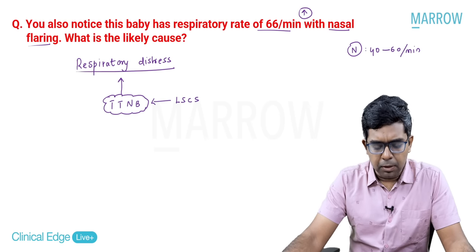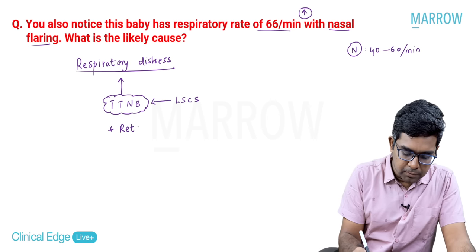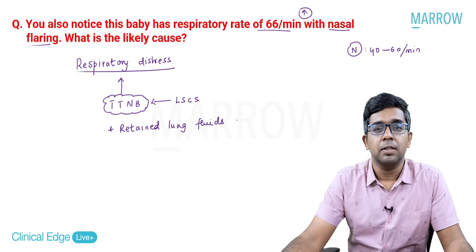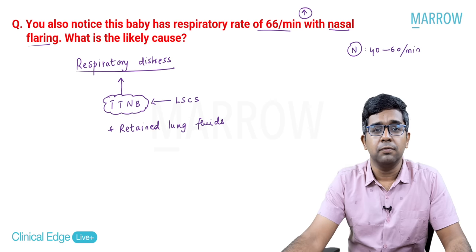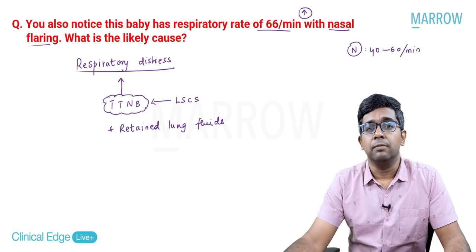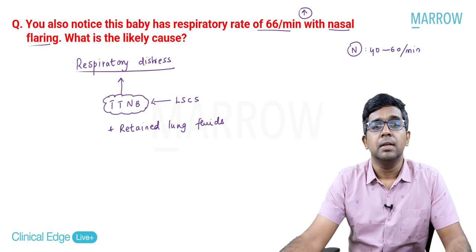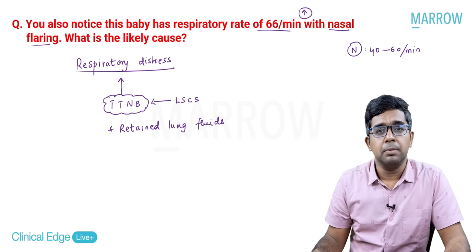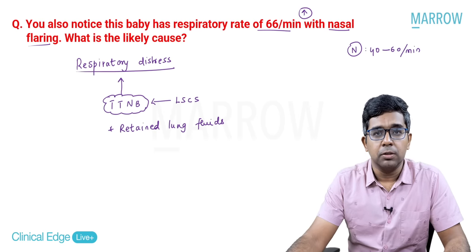Because you know that in a baby born by cesarean section, there would be retained lung fluids, which would make the baby have respiratory distress as a clinical finding. However, this is a condition which is transient and improves within a few hours. So there is no need for any vigorous management in this baby. Just supportive management like O2 supplementation is going to help in the resolution of this particular condition. So the most likely possibility if this baby is having respiratory distress is transient tachypnea of newborn. That would be question number 2.